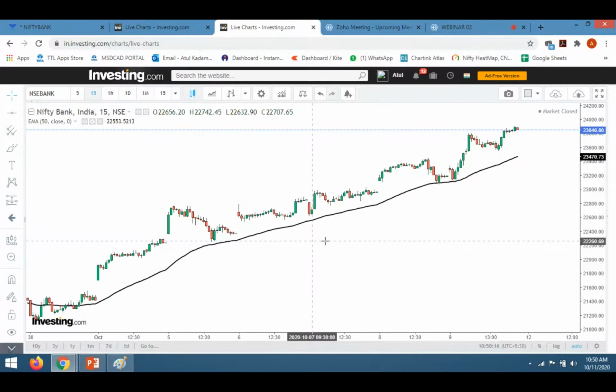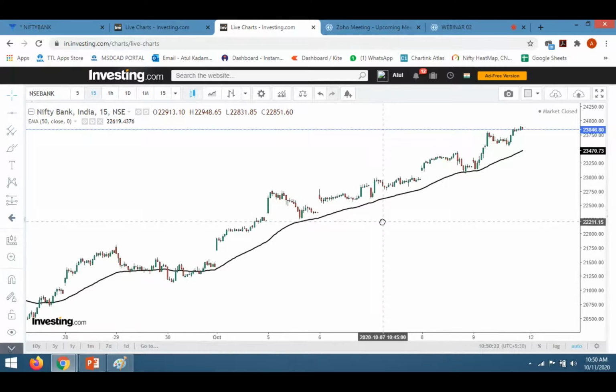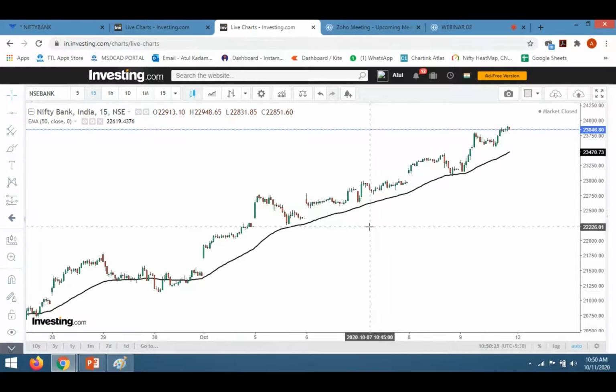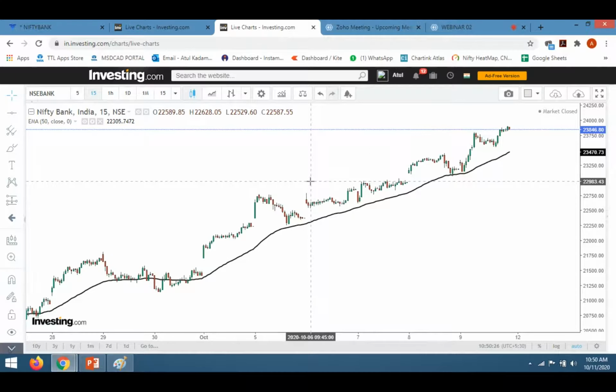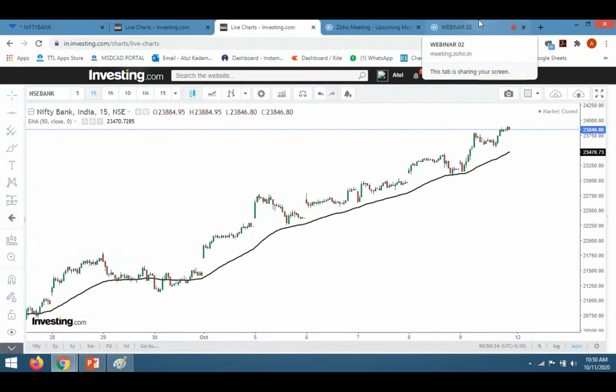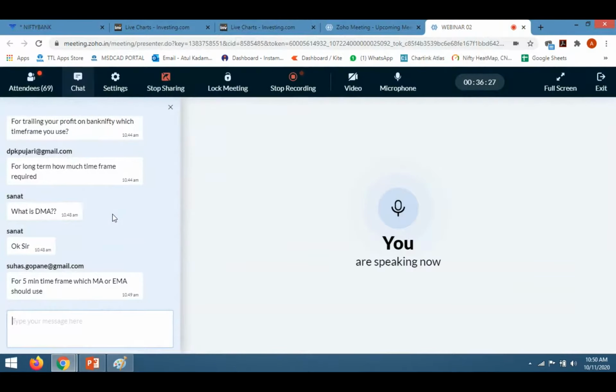So this is the 50 moving average, because I put in the value of 50. Hope you guys understand how to add a moving average, the exponential moving average, in the chart. I will tell you which value moving average to use for intraday trading and how to use that. Just put in the chat box if you understand how to add the EMA in the chart, because there are many freshers in this session.